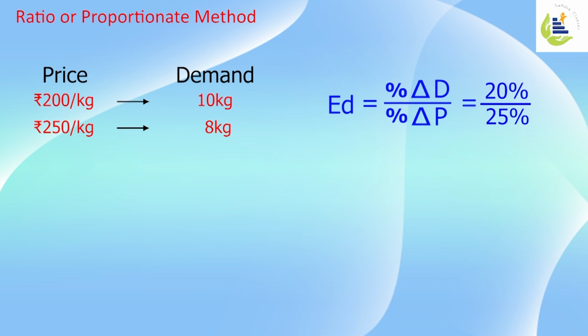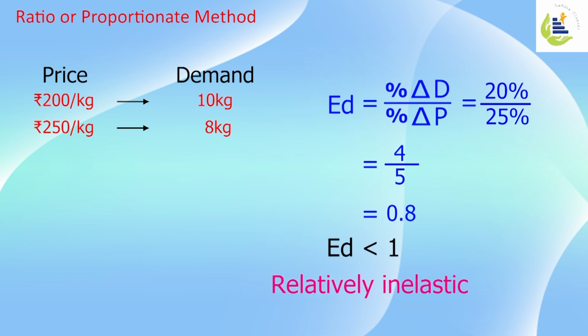So when I put this value into the basic formula, what is price elasticity of demand? Percentage change in demand over percentage change in price, which is 20% over 25%, 4 by 5, 0.8, which is less than 1. So what do I understand? Price elasticity of demand for this transaction is less than 1, which means the demand is relatively inelastic. Yes, when elasticity of demand is less than 1 and greater than 0, the demand is relatively inelastic.